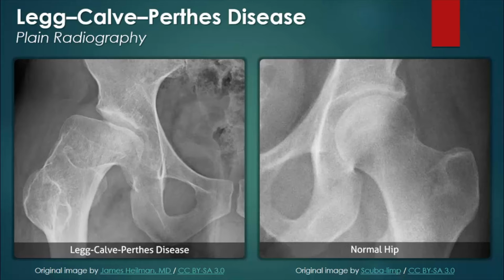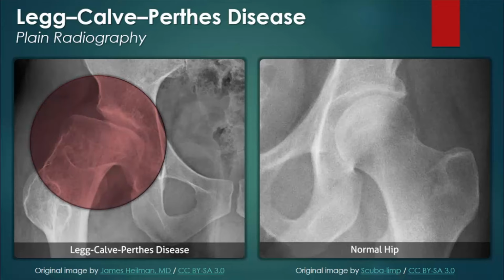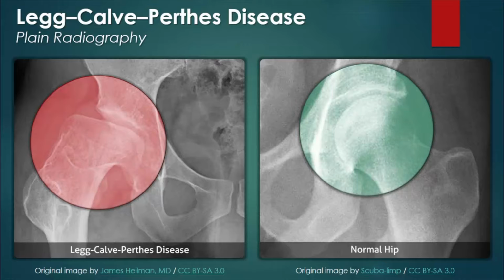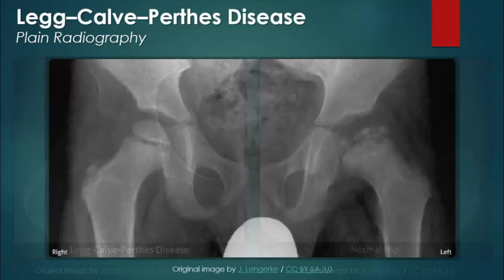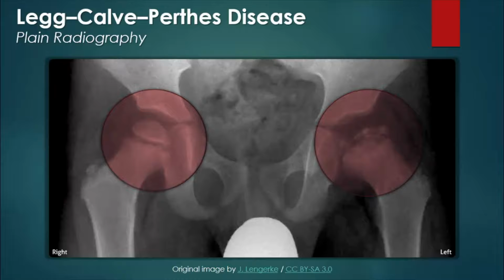In the radiograph on the left, significant bone resorption has led to collapse and deformation of the femoral head. Compare with the normal radiograph on the right. In this radiograph, both hip joints are affected, the left hip joint more than the right.